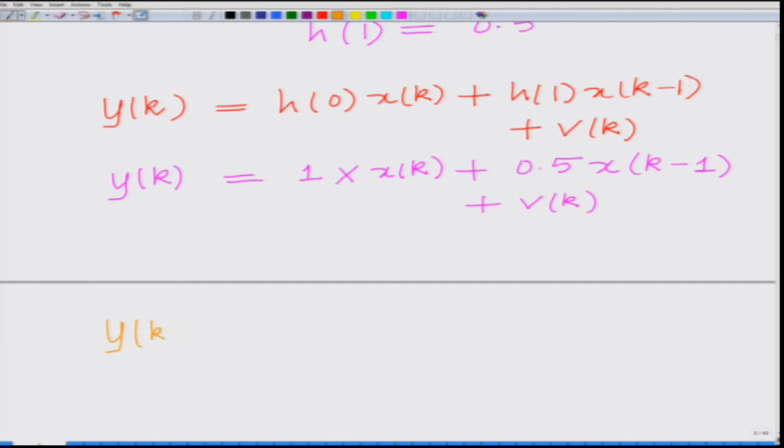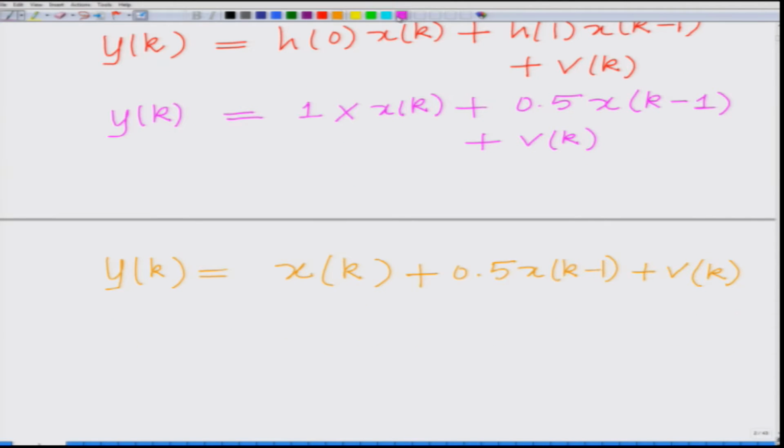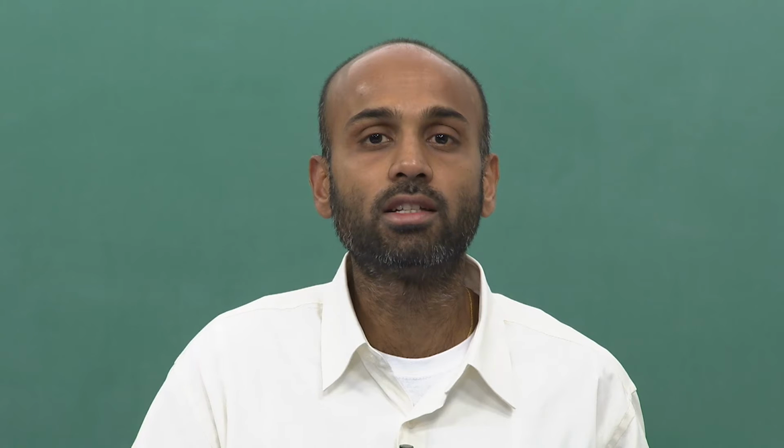Therefore, we have Yk equals xk plus 0.5 times xk minus 1 plus Vk. This is the model for the received symbol Yk, in which Yk is the received symbol at time k, xk is the transmitted symbol at the current time instant k, xk minus 1 is the previous transmitted symbol, that is the transmitted symbol at the previous time instant k minus 1, which is interfering with the current symbol xk, and Vk is the noise in the channel.